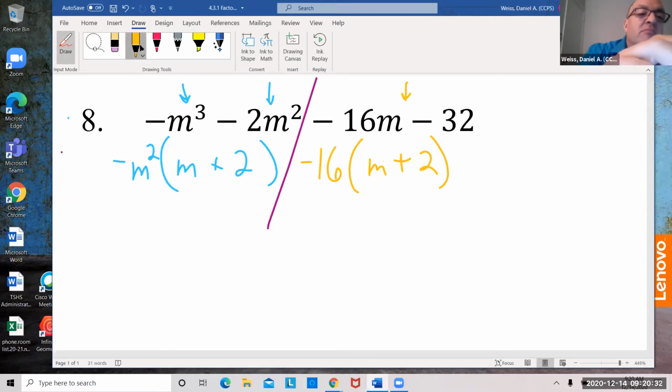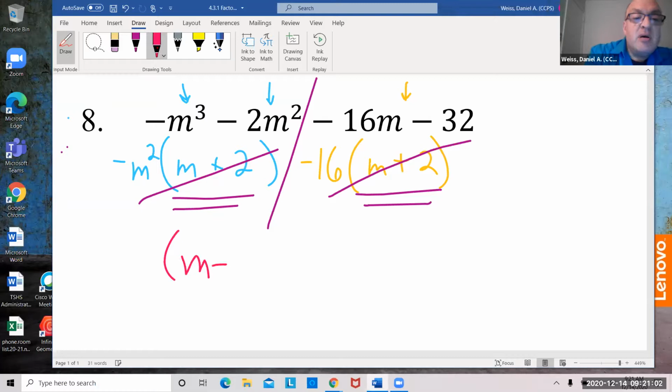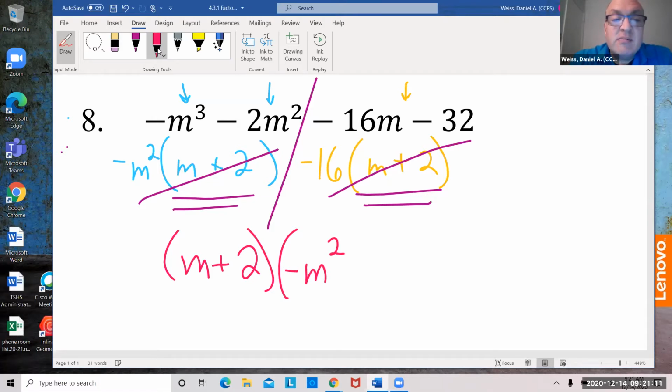Now check this out. See how you have m plus 2, m plus 2? They're common. I have 2 terms here. I have negative m squared, m plus 2. I have minus 16, m plus 2. M plus 2 is common. I cross it out and write it down. M plus 2. What's left? I've got negative m squared minus 16.